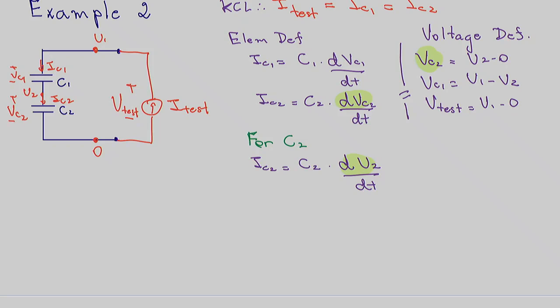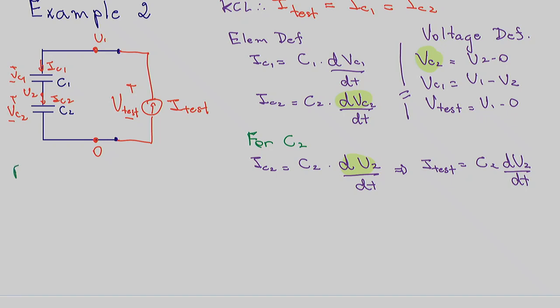All good? That sounds simple because from here, since I know that IC2 is ITest, I can write next that ITest is equal to C2 dU2 dt. Okay, now I have one equation that relates ITest to potential. Next, let's do the same analysis for C1.